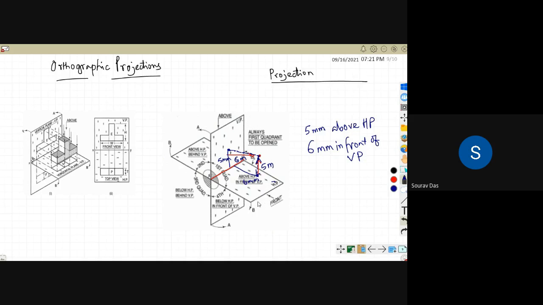Now if we open up and rotate this horizontal plane, this is our reference line. 5 mm above this reference line will be our front view, and this 6 mm will be the top view of the point. When we rotate the plane, this view will go below the reference line.